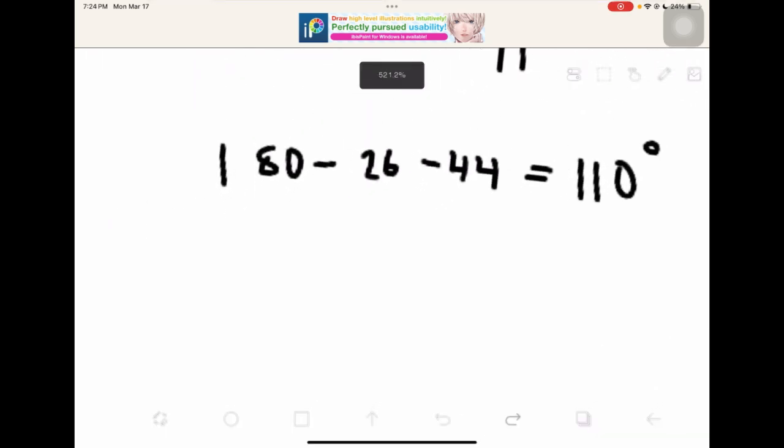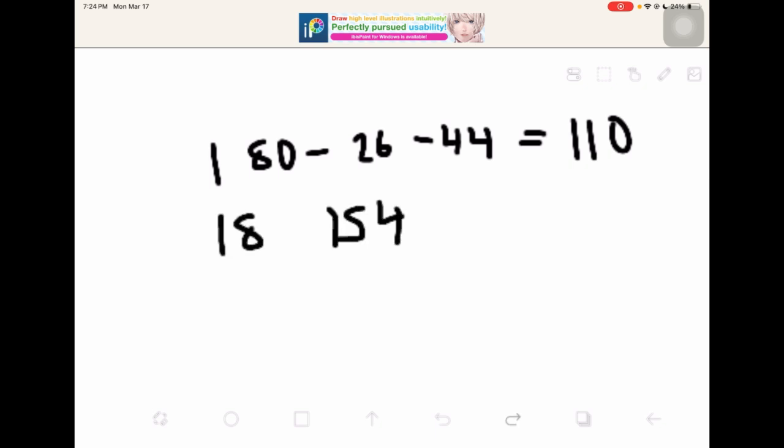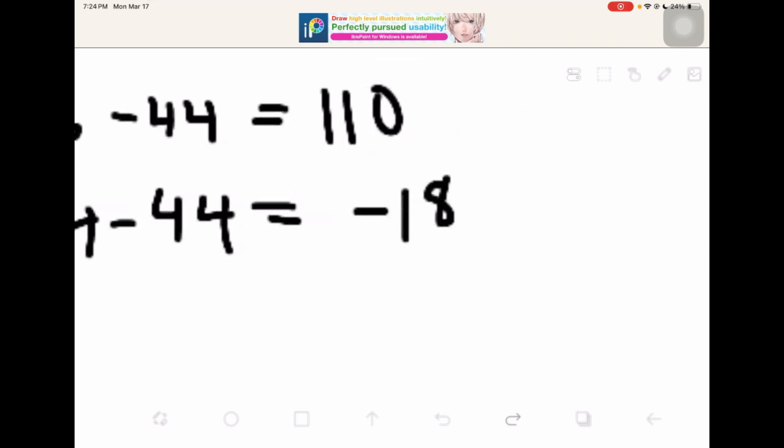However, what if we try to find the second triangle over here? Let's find the complement first of 26. That's 180 minus 26. That's 154. All right, let's try this. 180 minus 154 minus 44. Oh, you get a negative 18.